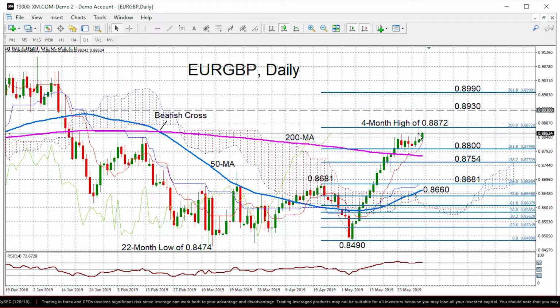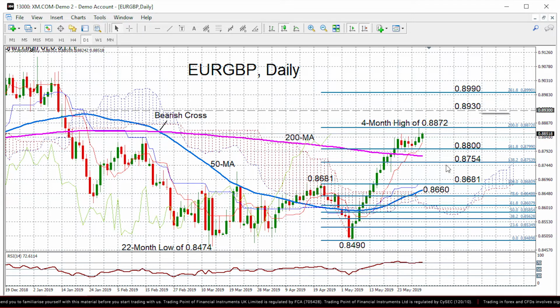Last week we saw the pair making a 4-month high of 0.8872. That was also the 200% Fibonacci extension of the downleg from 0.8681 to 0.8490. So if that resistance level is broken, we could then see potential targets first at the 0.8930, that happened to be a strong support and resistance area back in late 2018 to early 2019, and then we've got the 261.8% Fibonacci extension at 0.8990.